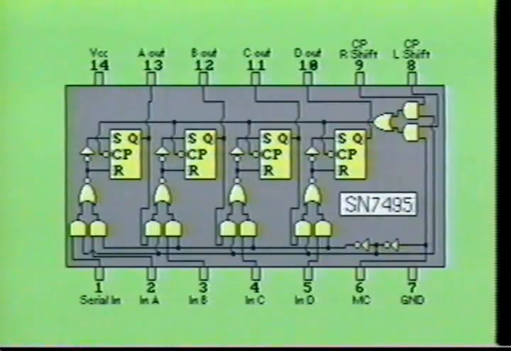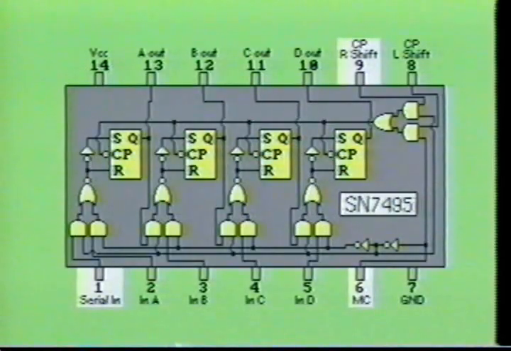Here we see the SN7495, which is a 4-bit right shift, left shift register, which is capable of serial in, parallel out, or parallel in, parallel out modes of operation. The SN7495 is a transistor logic monolithic 4-bit shift register which uses 4 RS master-slave flip-flops with internal clock buffers and control gating for either right shift or left shift operation.